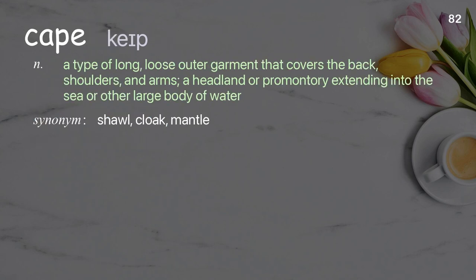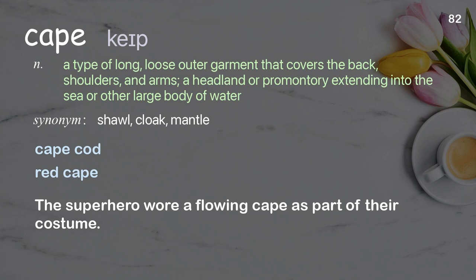Cape. A type of long, loose outer garment that covers the back, shoulders, and arms; a headland or promontory extending into the sea or other large body of water. Examples: Cape Cod. Red Cape. The superhero wore a flowing cape as part of their costume.